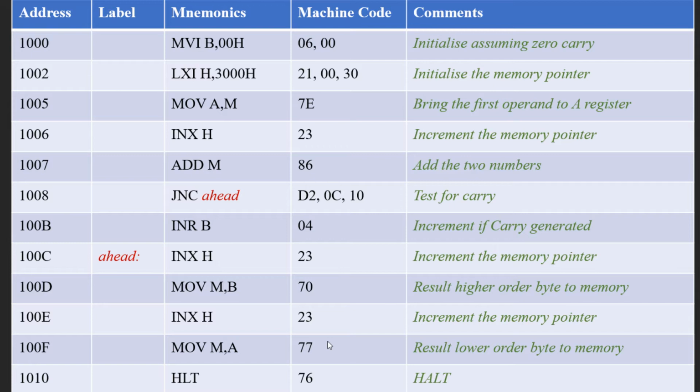After this instruction, we have to decide whether the carry flag is 1 or not. If it is 1, we have to increment the value of B. If it is not, then we have to skip this instruction. We will write JNC ahead, so jump if no carry. If the carry bit is 0, then we will just skip the INR B instruction and we will jump ahead. And if the carry bit is 1, then the INR B instruction is executed and then the data is placed back in the memory using the memory pointer. So this is the summary of the program.